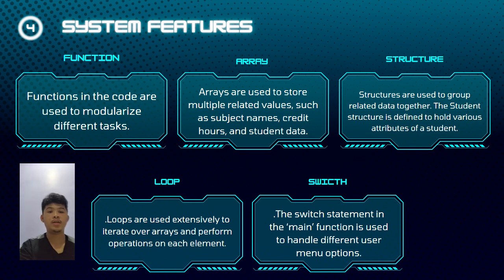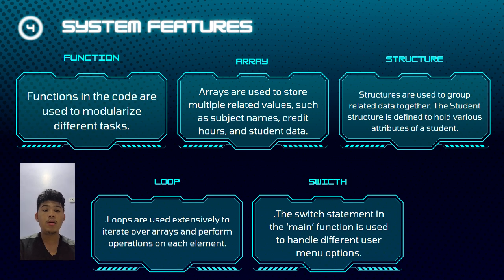First, we have function. Functions in the code are used to modularize different tasks. And number two, array. Arrays are used to store multiple related values such as subject names, credit hours, and student data. For the structure, it is used to group related data together. The student structure is defined to hold various attributes of a student.